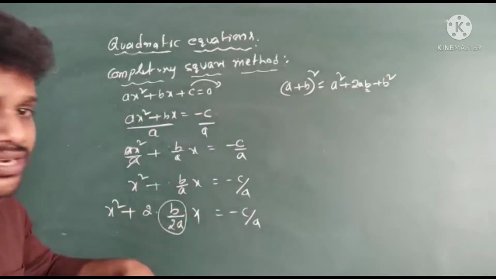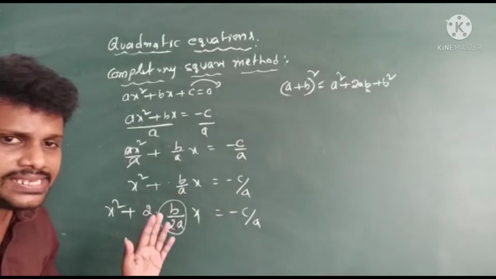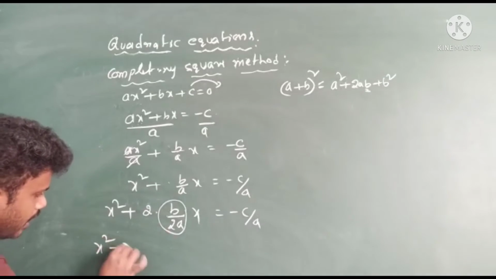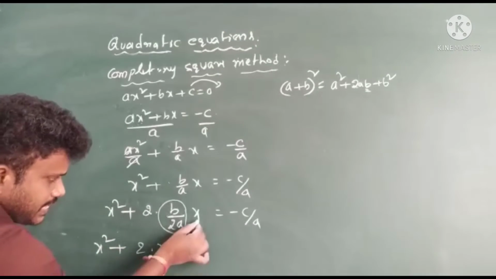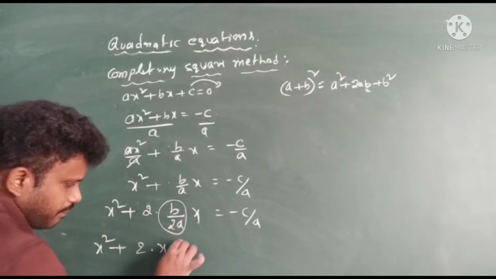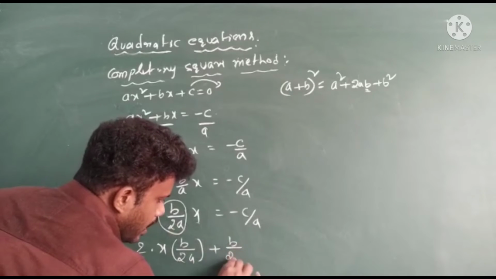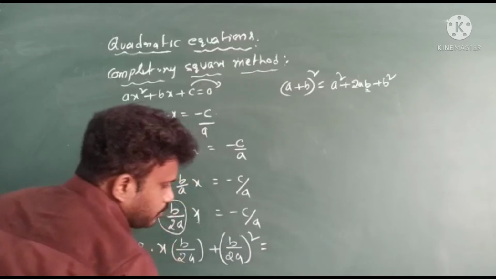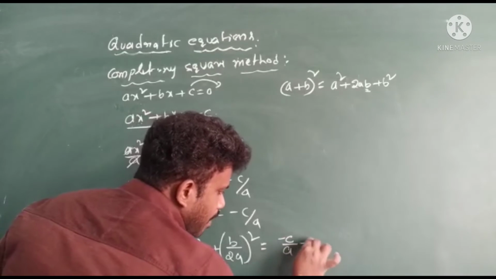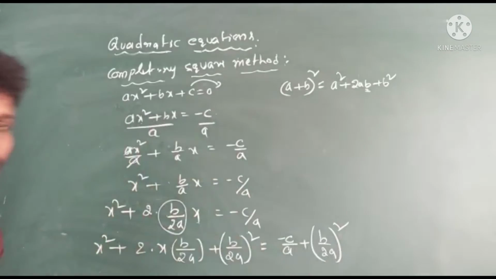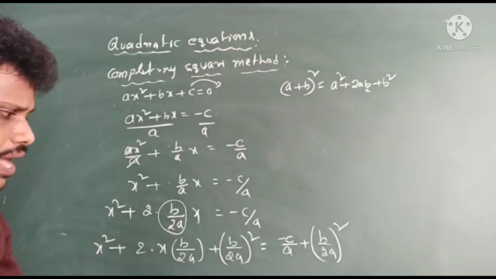So to get the third term, the b square term, on both sides I am going to add b by 2a whole square. Then how will it become? x square plus 2 into x into b by 2a plus b by 2a whole square is equal to, already on that side minus c by a was there, plus b by 2a whole square. What I have done here is, on both sides I have added b by 2a whole square.